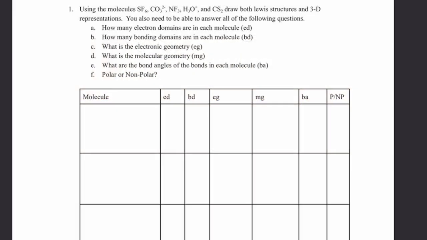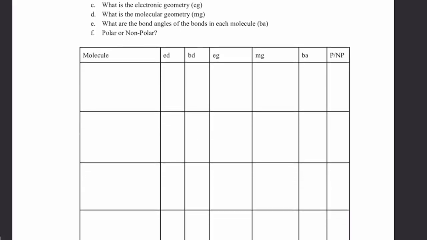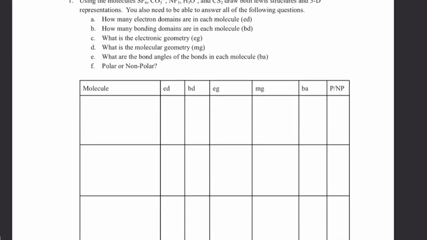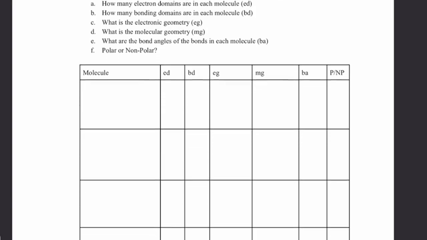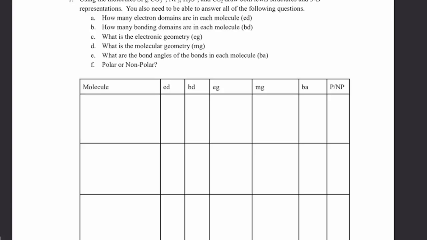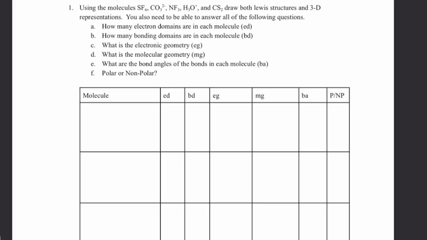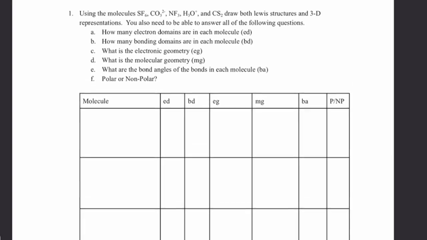So the first question is essentially a table discussing the molecule. I'm expecting people to be able to draw the Lewis structure in three dimensions using wedges and dashes, count electron domains, count bonding domains, give the electronic geometry, which may be different from the molecular geometry, talk about the bond angles that we expect to exist based upon that, and then whether the molecule is polar or nonpolar.